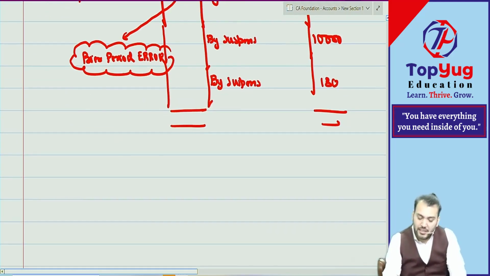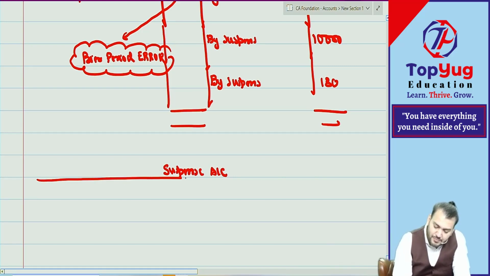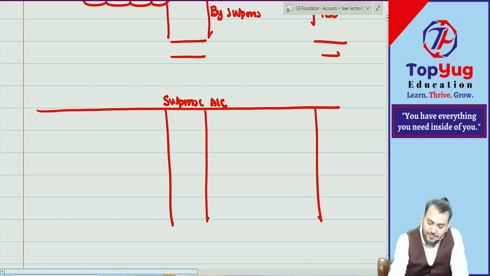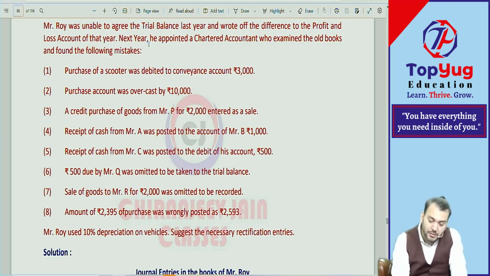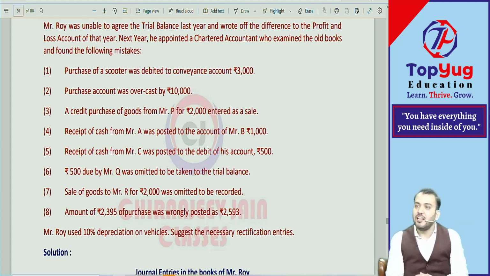Correct. Can you see we need to also prepare one suspense account? Suspense account should have some opening balance, but in this question they have not given any opening balance. Why? Just try to understand what they have said. Mr. Roy was unable to agree the trial balance and wrote off the difference to the PL account of the year. It means the difference in the trial balance was transferred to the PL account, and from the PL account it was transferred to the capital account last year.